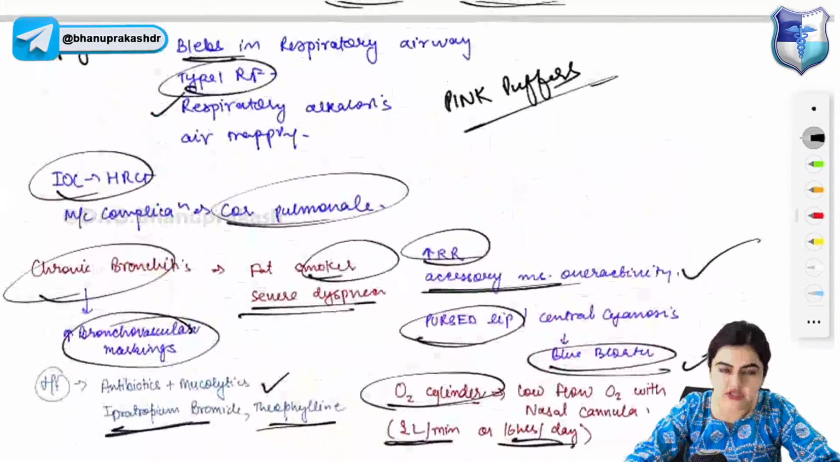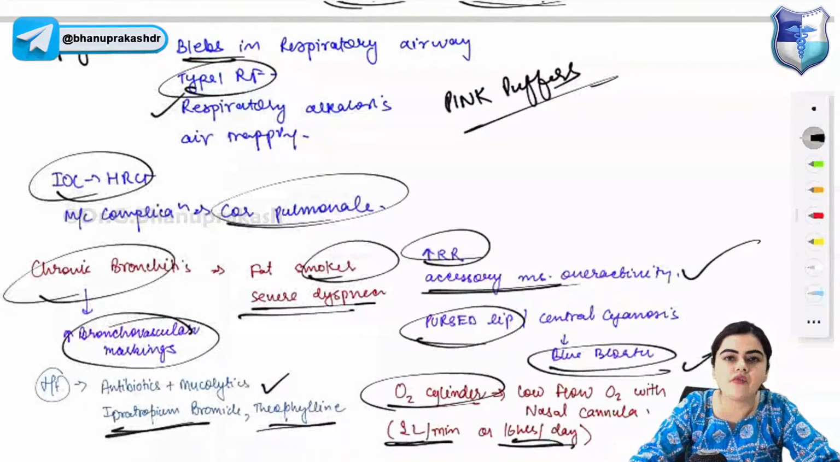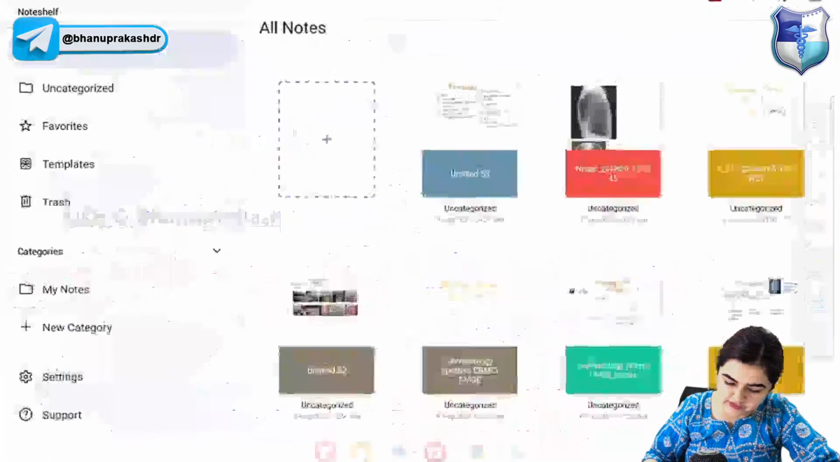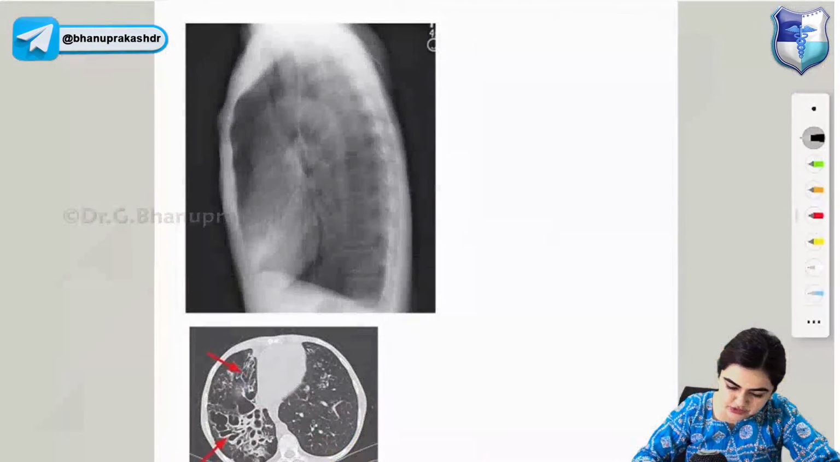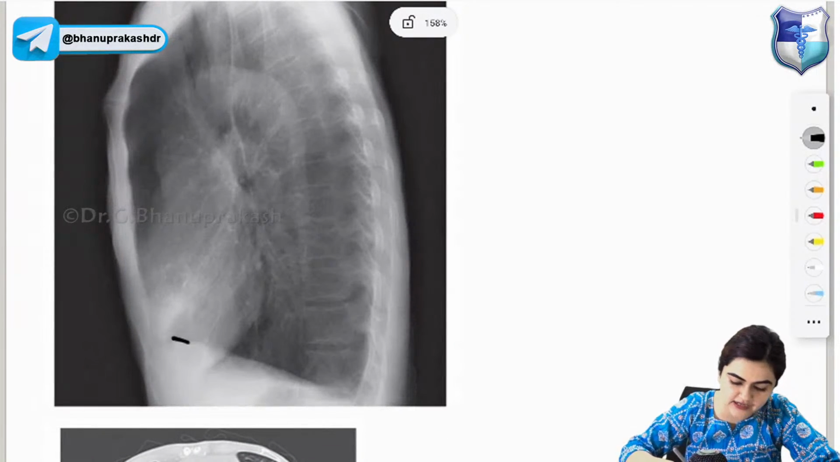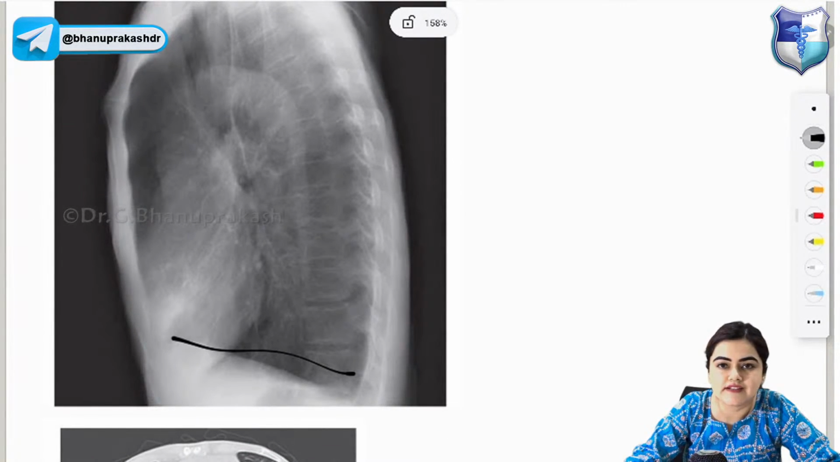Okay, I will show you the image of a patient with COPD, the chest x-ray of a patient who came with COPD. So let's look at this. This is the lateral chest x-ray. You can see the flattening of the diaphragm, right? So there is hyperinflation of the lung with large lung volumes, flattening of the diaphragm, and minimal peripheral vascular markings.